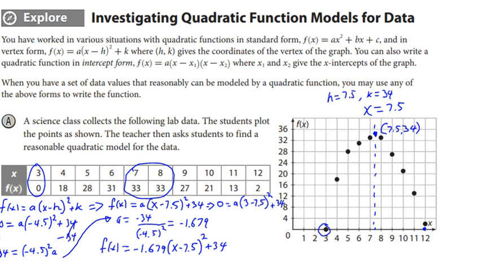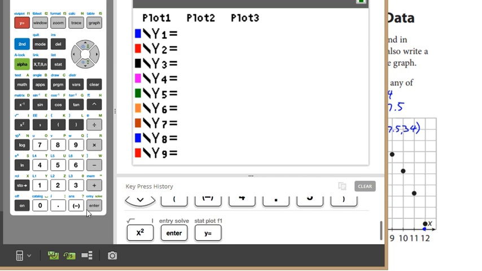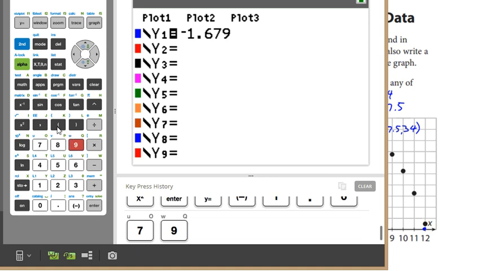And so now we go to the calculator and go to y equals, and we're going to put this in place. We're going to have negative 1.679 times quantity x minus 7.5. Oops, that's not quite right.